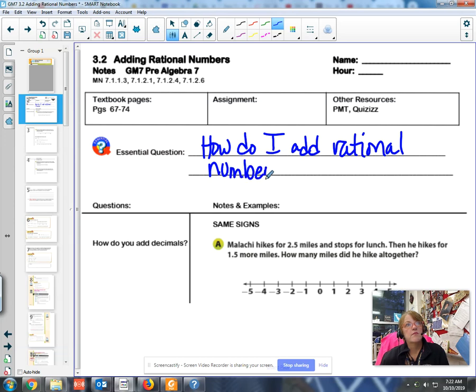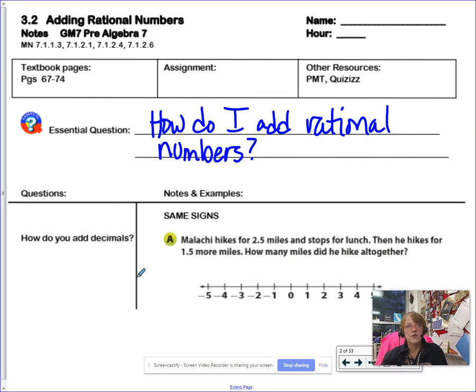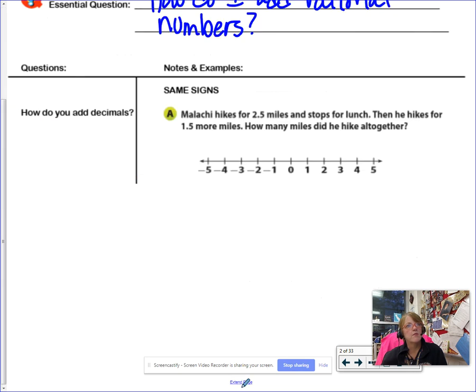So let's remember, flashback a ways to decimals first of all, okay? And what you'll notice is this textbook really wants to emphasize using the number line a lot. And so we'll model it that way, but also talk about the basic math way of doing the algorithm too. Malachi hikes for 2.5 miles and then stops for lunch.